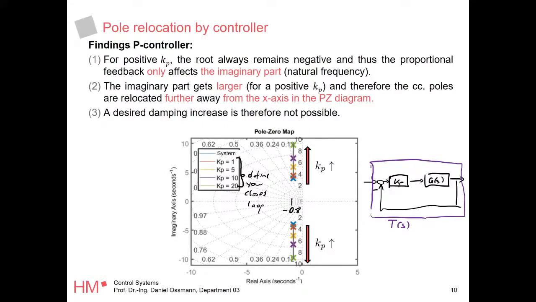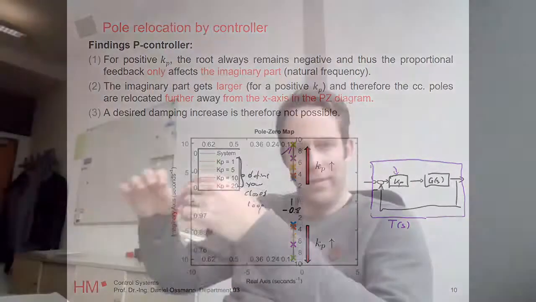If you increase the gain to 5 here, you get new poles in the closed loop. So T of S has new poles. These are these ones. If you make your gain 10, you get to these ones. If you increase it further, you get to these ones. Okay? So it should get clear that for every different controller gain, you get a different pole location in the closed loop.